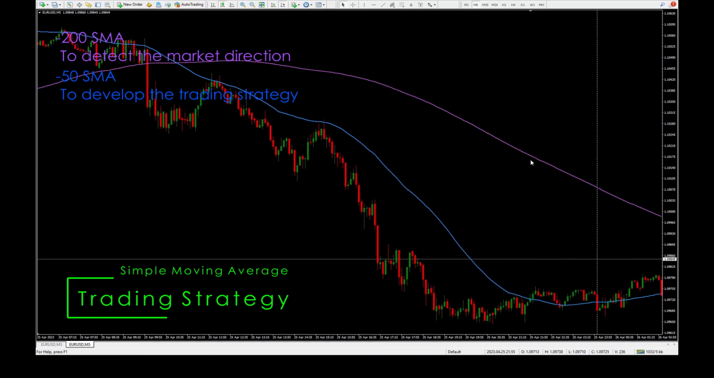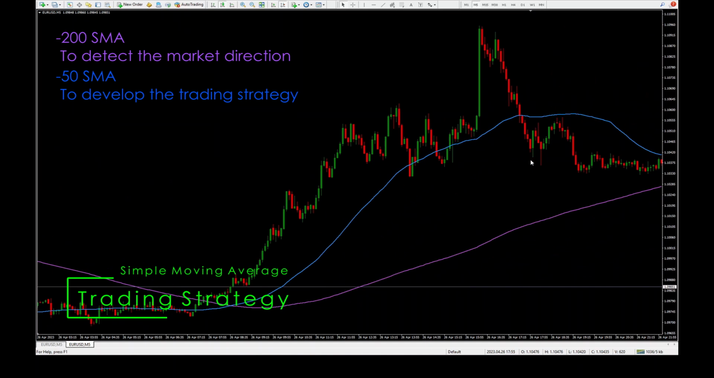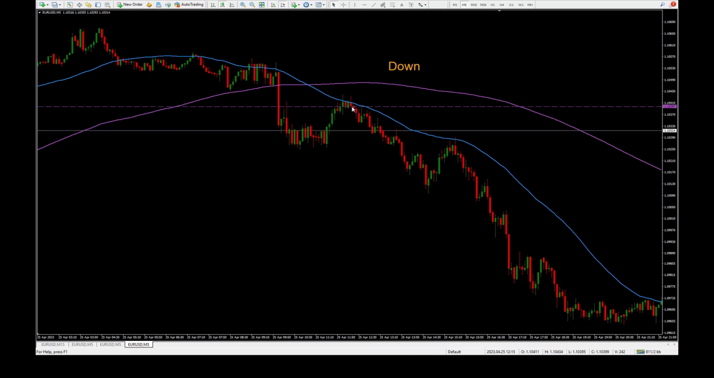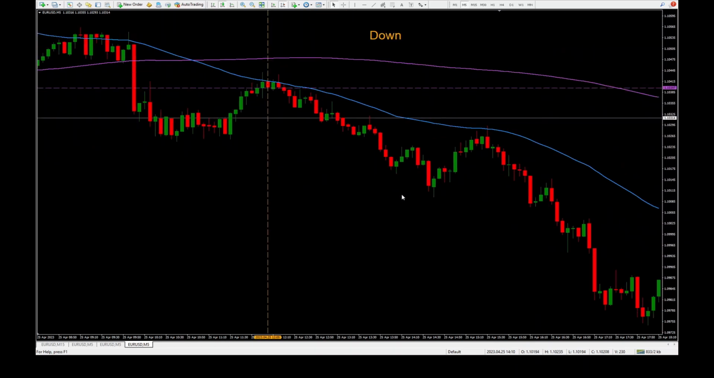Together, these two moving averages will give us a better understanding of the market trends and help us make more informed trading decisions. As the price is below the 200 SMA, it is typically seen as a sign of a downtrend, indicating a bearish sentiment. Now we have to find short entries by further analyzing the 50 SMA with price action.